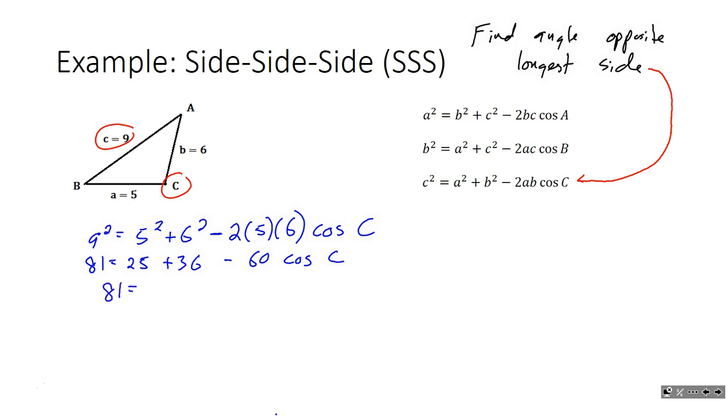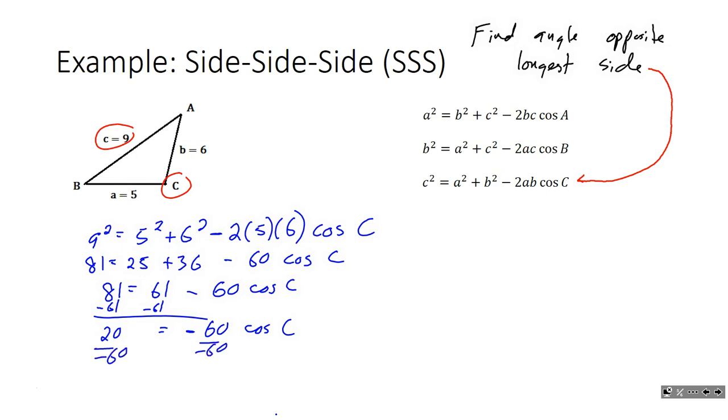Now that's 81, and 25 and 36 give 61. We can take away 61 from both sides to give us that 20 equals minus 60 cosine of C. If we divide both sides by minus 60, we will have that the cosine of C equals negative 20/60. I could reduce to negative 1/3. Won't matter so much since I'm going to reach for a calculator sooner or later.